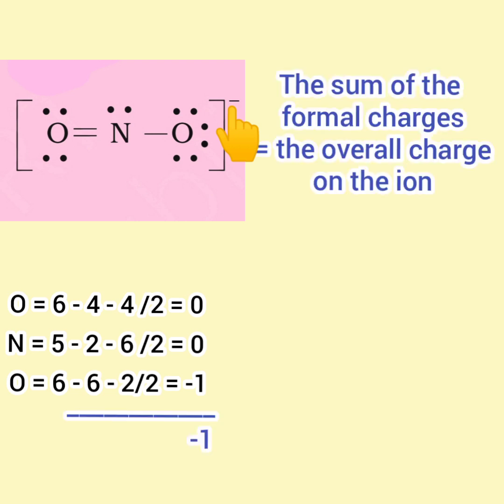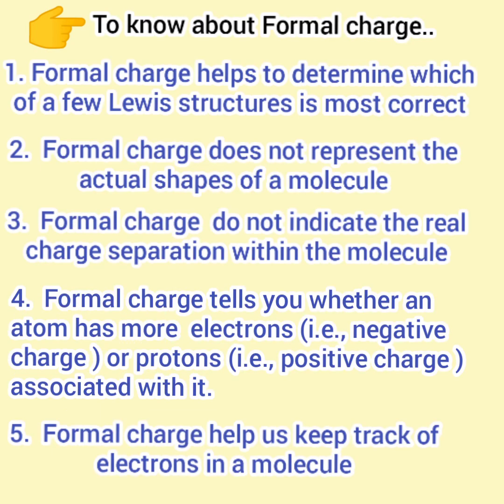The sum of the formal charges is equal to the overall charge on the ion. Knowing about formal charge helps to determine which of a few Lewis structures is most correct. Formal charge does not represent the actual shape of a molecule. Formal charge does not indicate the real charge separation within the molecule. Formal charge tells you whether an atom has more electrons, that is negative charge, or protons, that is positive charge, associated with it. Formal charge helps us keep track of electrons in a molecule.